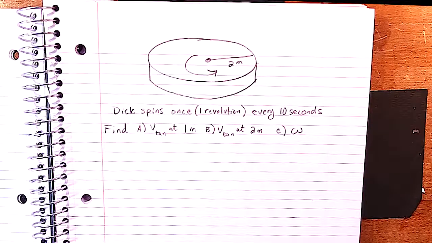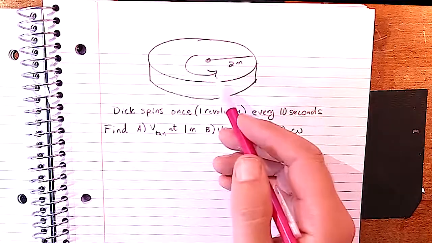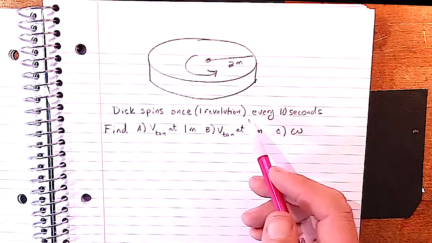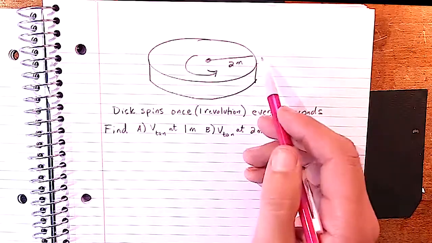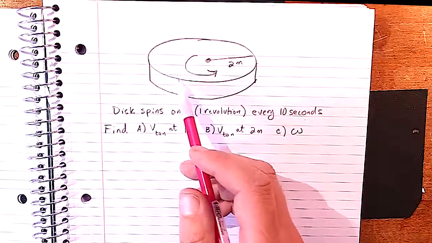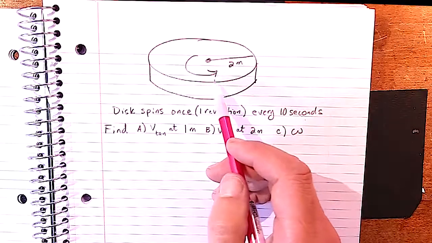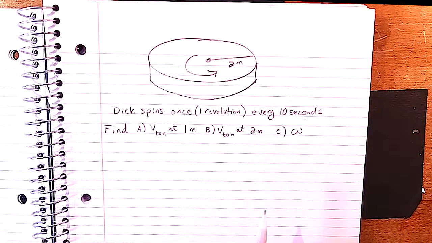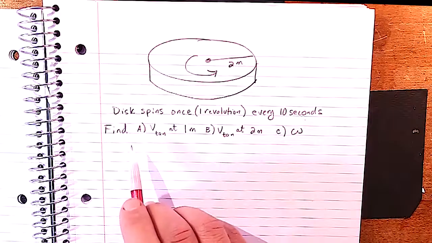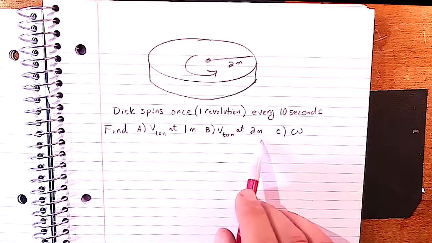Let's go ahead and solve for some different things in here, like the tangential velocity and the angular velocity, for a disk that's spinning. Okay, so this is a disk. It's spinning around like that. It has a radius of 2 meters, and it takes 10 seconds to go around and make one full revolution. Now, we know that one full revolution is going to be 2 pi radians, so that would be our theta. But the first question says, find the tangential velocity at 1 meter. And then we're going to do this again at 2 meters.